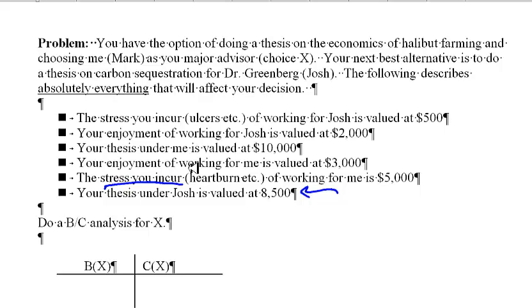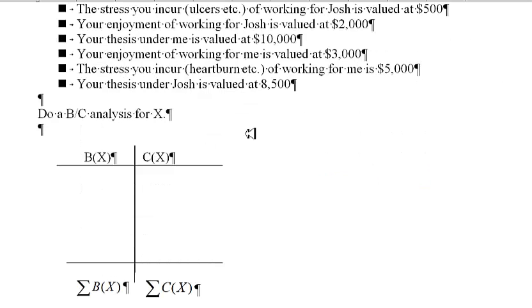Okay, if you work for me, the stress you will incur is $5,000. But you also will enjoy working for me, I hope. Enjoyment is worth $3,000, and your thesis valued, if you work for me, is $10,000. So let's say that you knew all of this. The question is, will you work for me, X, or will you do your next best alternative, and that is work for Josh, Y? So let's go ahead and go through these one by one.